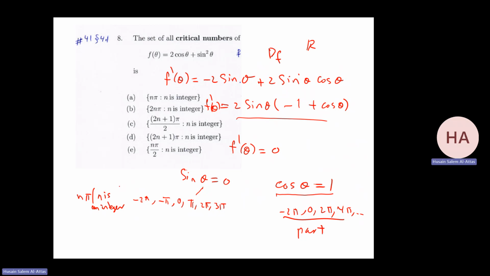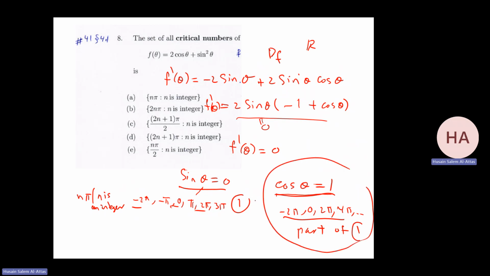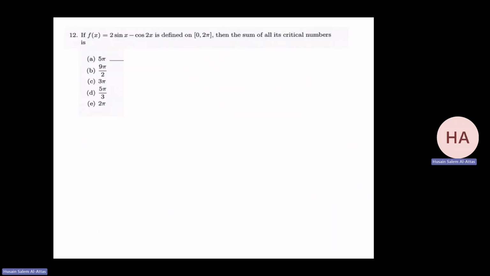Let me call this set 1. So this is part of set 1, because we have everything: 0, 2 pi, minus 2 pi, and so on. When we have the combined list of both of them, this is part of this. I don't need it. I need only n pi, where n is an integer, and that will be the answer. Then the sum of all critical numbers.